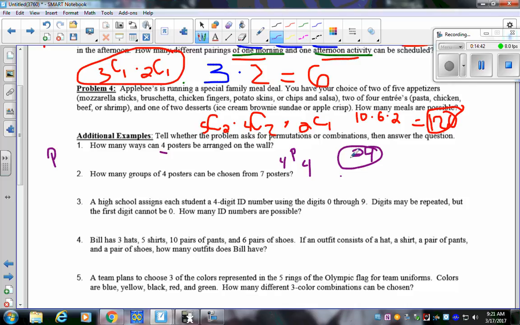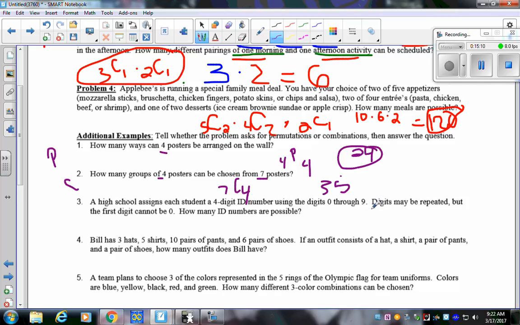All right, so now I've got those 4 posters, but it's just saying how many groups of 4. I'm not talking about where I'm putting them yet. I'm saying there's 7 posters and I'm picking 4 of them. Later, we'll deal with where they're going on the wall, but for right now, I'm just picking out which ones to hang up. That's a combination, okay? Because if I pick Beauty and the Beast, it doesn't matter if I pick it first or last. I'm picking it. It's part of the group. So this is a 7C4. And when you type that into your calculator, you should get 35.